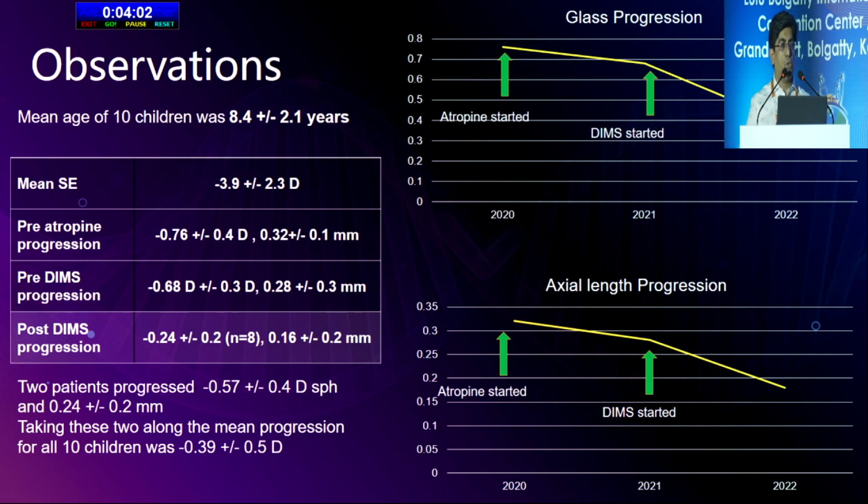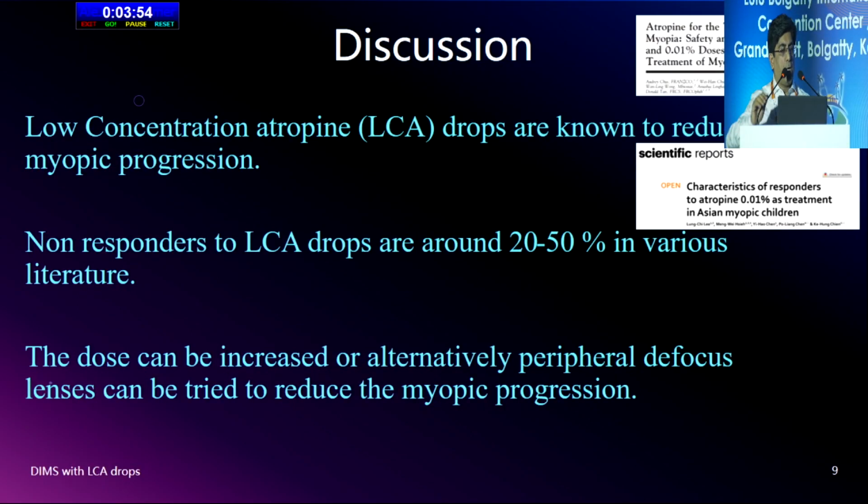Although their progression slowed down, they were not fitting into the classical definition of reducing the progression to less than 0.5 diopters. So we all now know that low concentration atropine drops are used to reduce or slow down myopic progression. Non-responders are there. So one of the alternatives for non-responders is to increase the frequency. Another is to add another therapy for reducing the progression, which is peripheral defocus lenses.